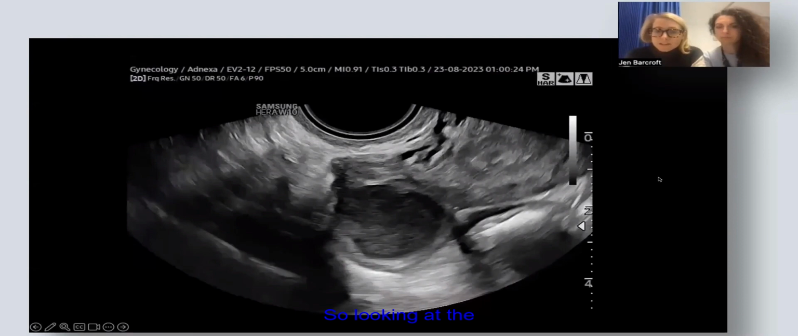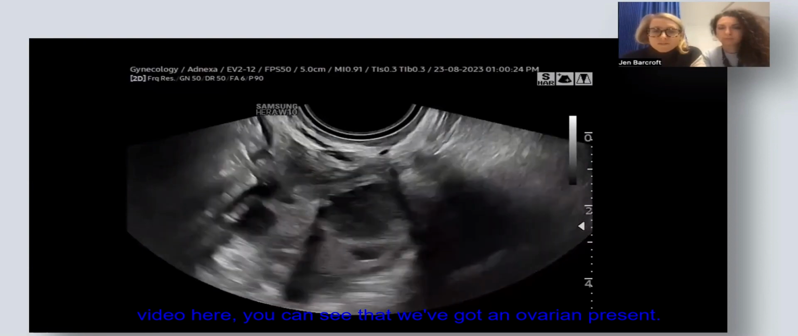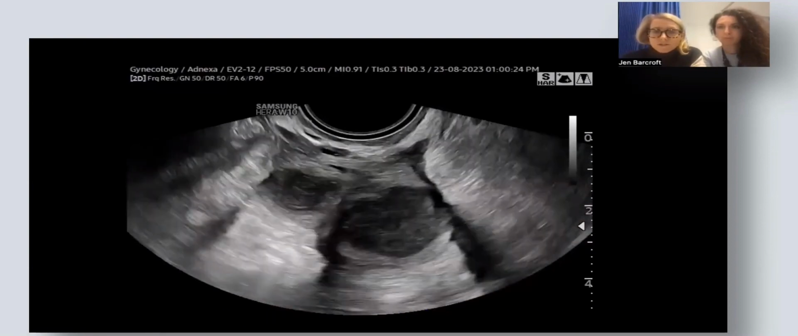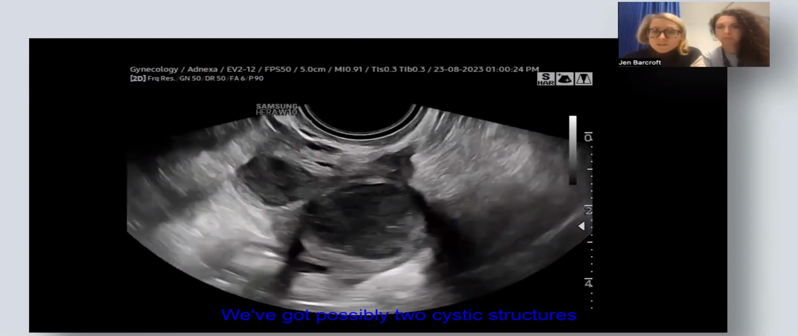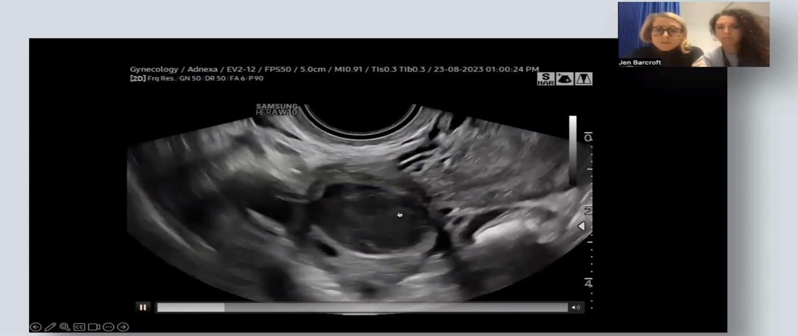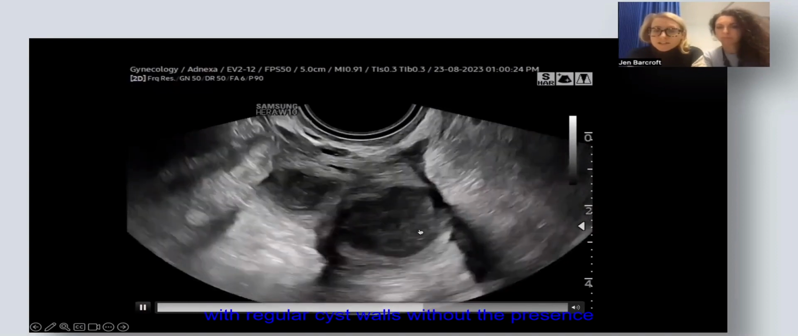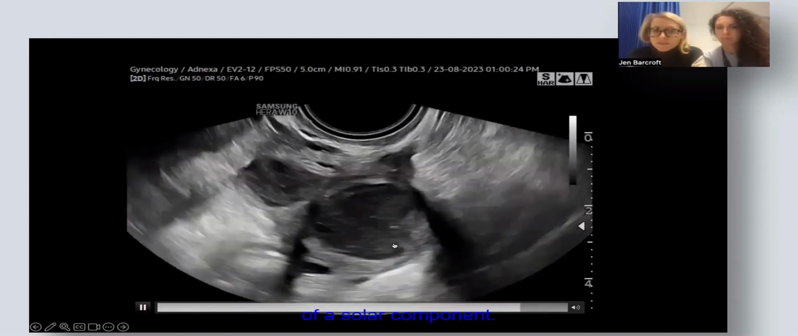So looking at the video here, you can see that we've got an ovarian crescent. We've got possibly two cystic structures here, here and here. Let's play that one again. We've got a unilocular cystic structure with regular cyst walls without the presence of a solid component.